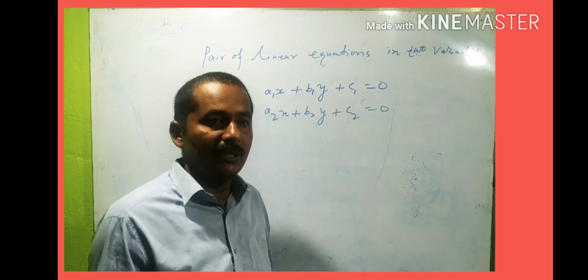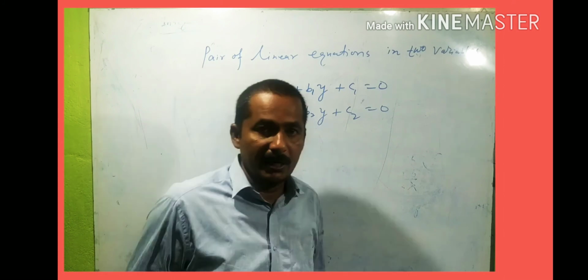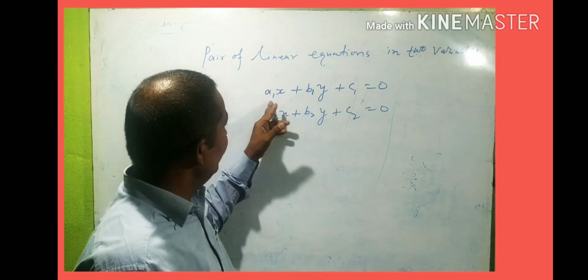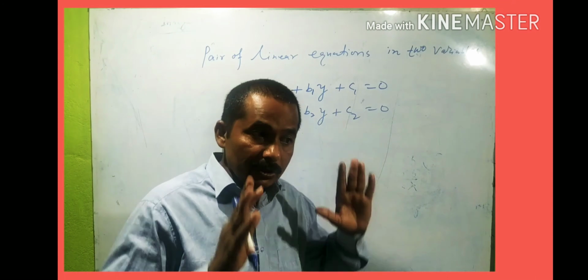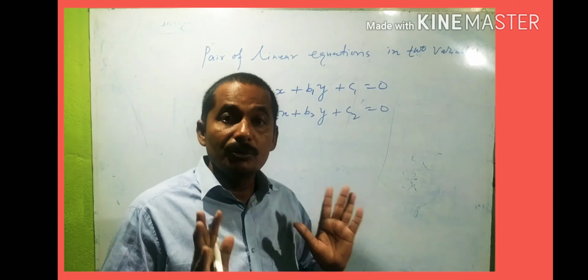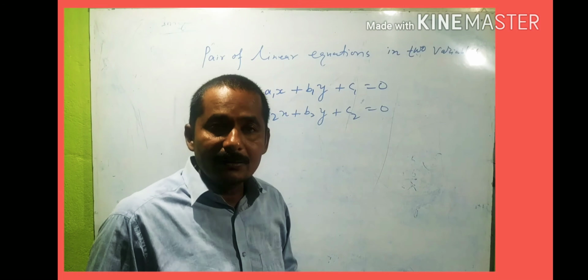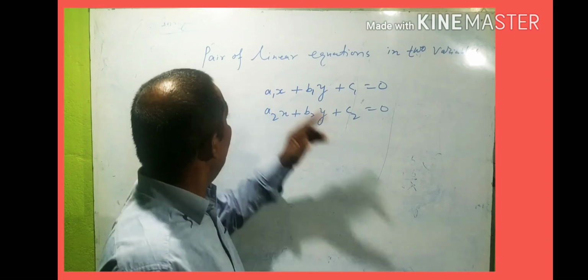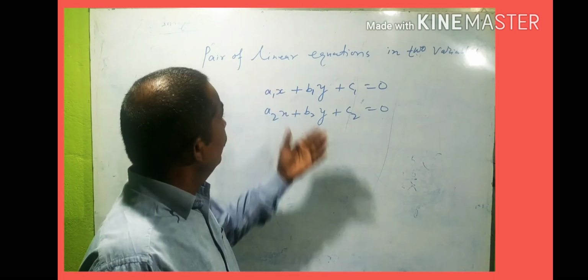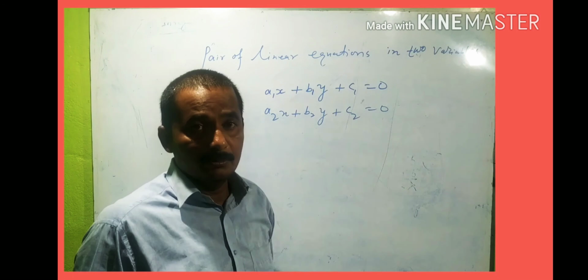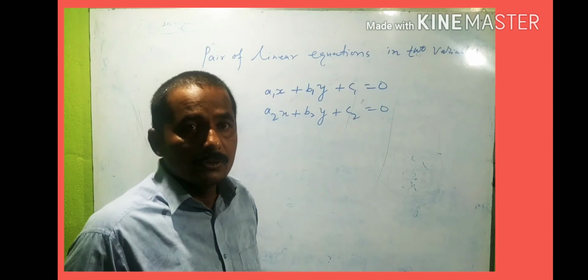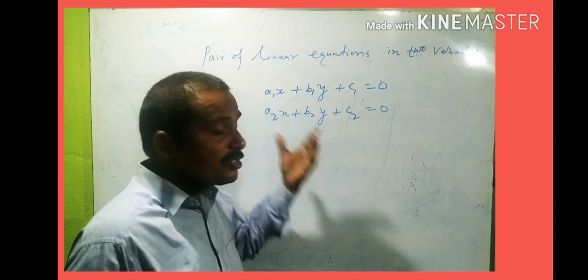But one thing you must keep in mind, a1, b1, a2, b2, these all should not be equal to 0. Otherwise, they will lose their existence of happening here, pair of linear equations in two variables. So, they must be non-zero numbers.